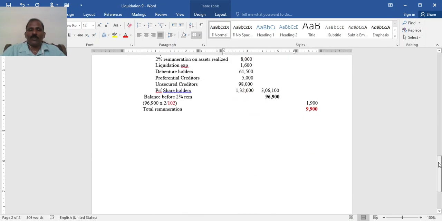So this is all about the solution of this problem on liquidation. This sort of problem will be asked usually for 12 marks, but sometimes it may be asked for 16 marks also.